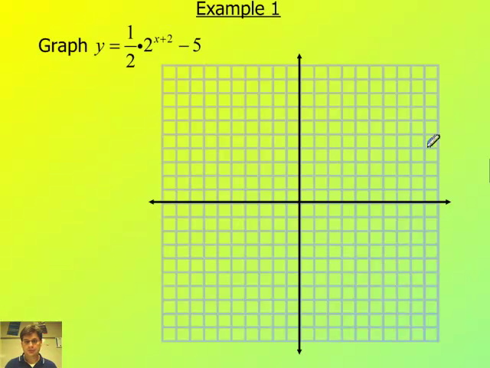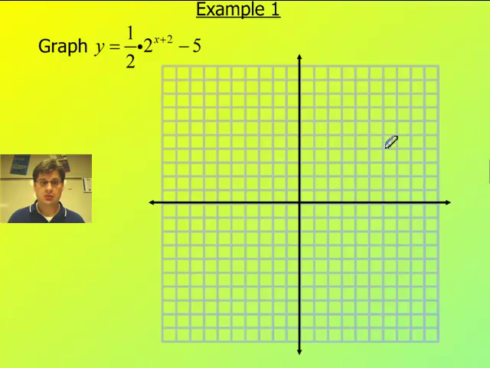So let's graph one. I want to graph y equals 1/2 times 2 to the power of x plus 2, minus 5. And we have this 1/2, which is our a value, and that's going to be a vertical compression or vertical shrink. And so we'll want to graph the a times b to the power of x, in this case the 1/2 times 2 to the x, and then we'll do the h.